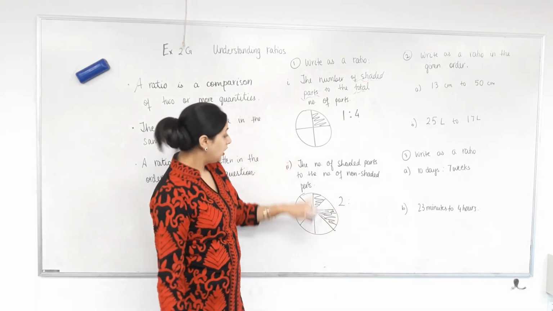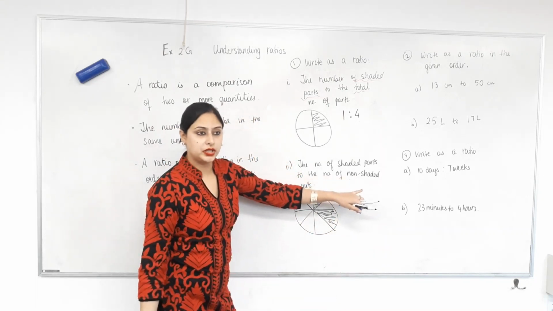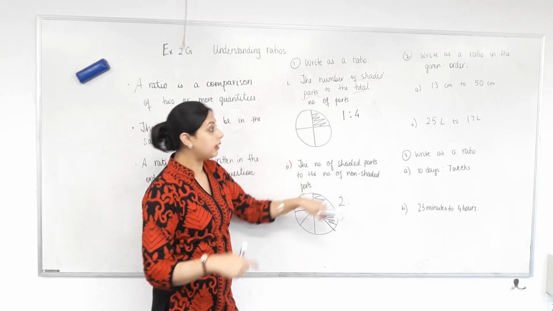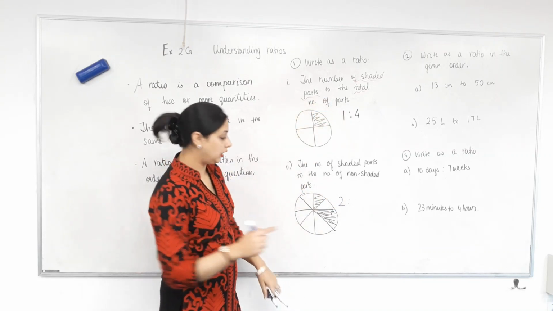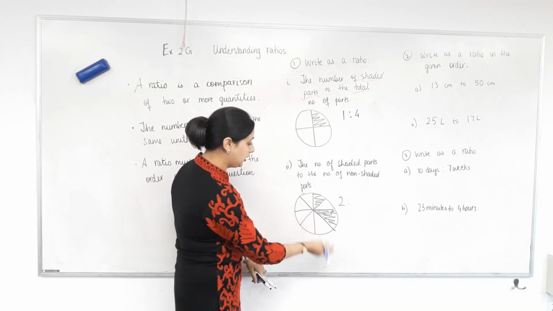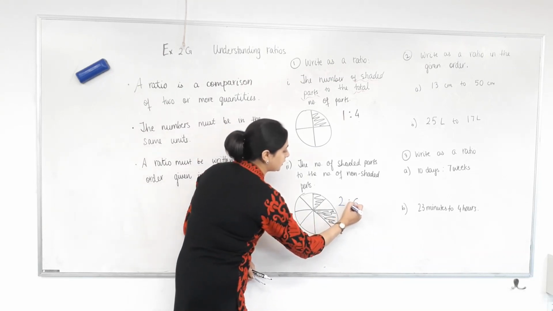And the number of non-shaded parts. It's not asking you for the total number of parts. It says non-shaded parts. So how many parts are not shaded? 6. So the ratio is 2:6.